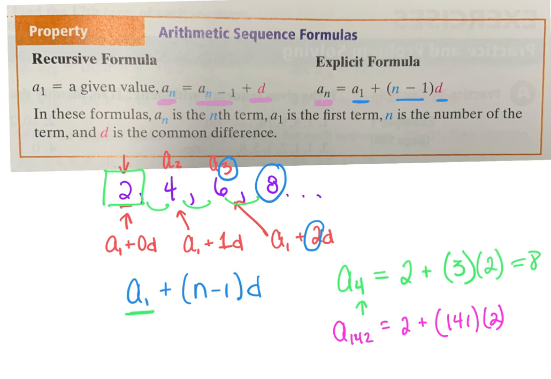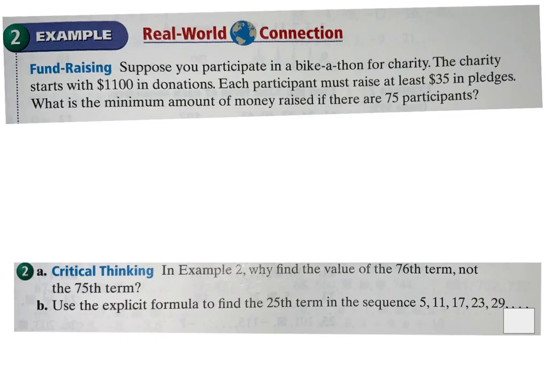Makes sense? So let's try example 2 here. Suppose you participate in a bike-a-thon for charity. The charity starts with 1,100 in donations. What do you think they just told you there if it said it starts with 1,100 in donations? They just gave us the first term, right? Starts with. Each participant must raise at least $35 in pledges, a minimum amount of money raised. What is the minimum amount of money raised if there are 75 participants? So for every participant, we're adding how much money? $35.